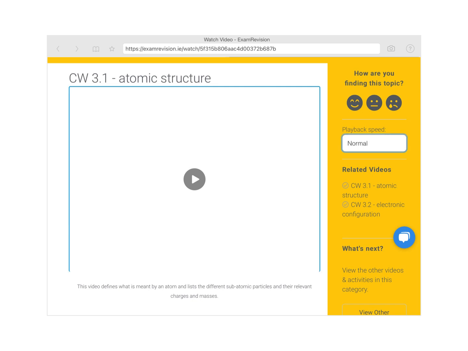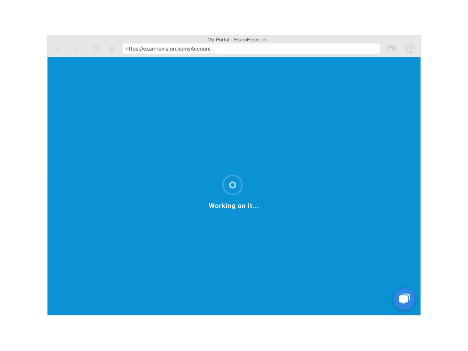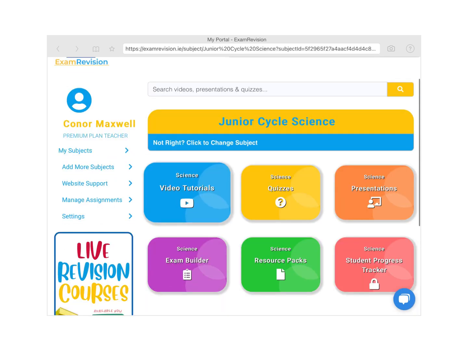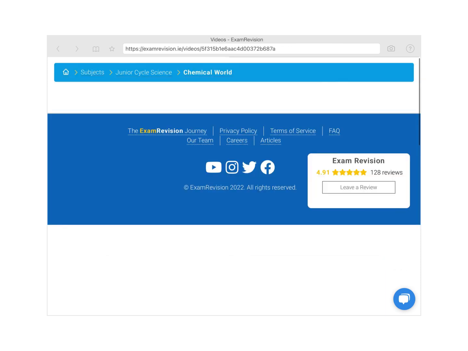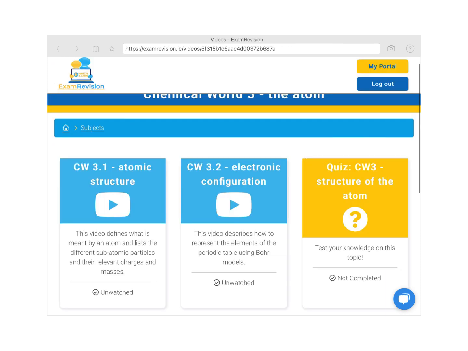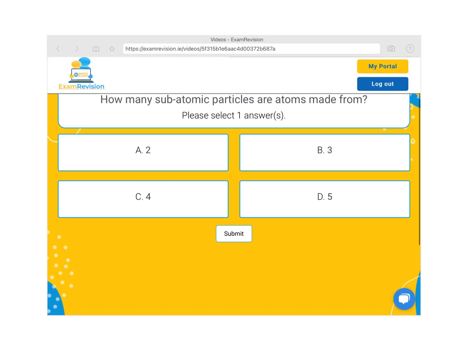Now, when you have the videos watched, you'll be able to go back and then you'll start to be able to test yourself using the MCQ quizzes, which we have. So if we quickly go back here, we go back into where the videos were, go right down, there's our quiz on the structure of the atom. Okay, so we've 10 questions there which we can use to test our knowledge.